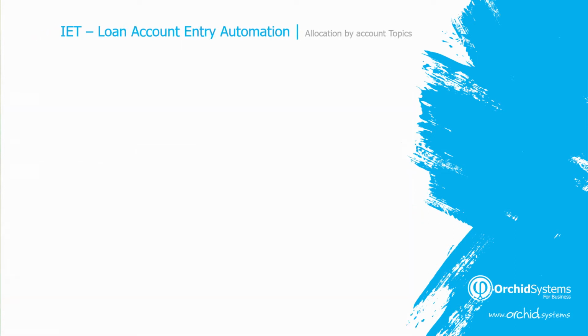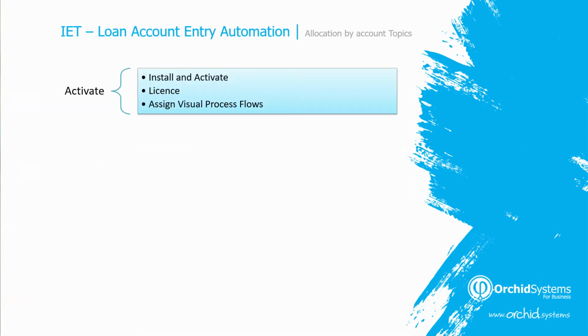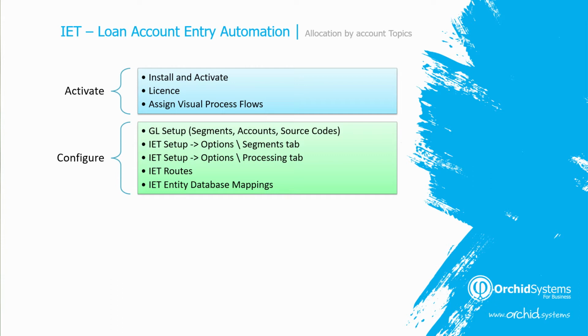In order to do these transactions, we're going to look at, after installing and activating the module, the options available to you for the multi-user license, and to use the visual process flows for the setup of inter-entity transactions. Then we're going to configure. First, we need to configure in the GL to create the segments and accounts and source codes that are needed. In inter-entity setup, we need to set the segment that we're going to use for the entity segment, and then define our options on the processing tab.